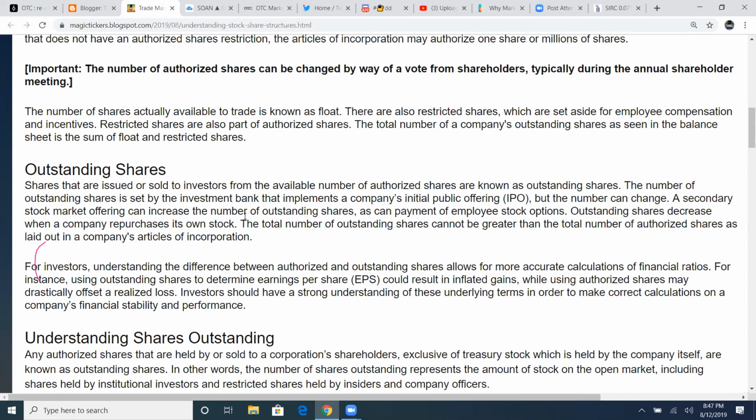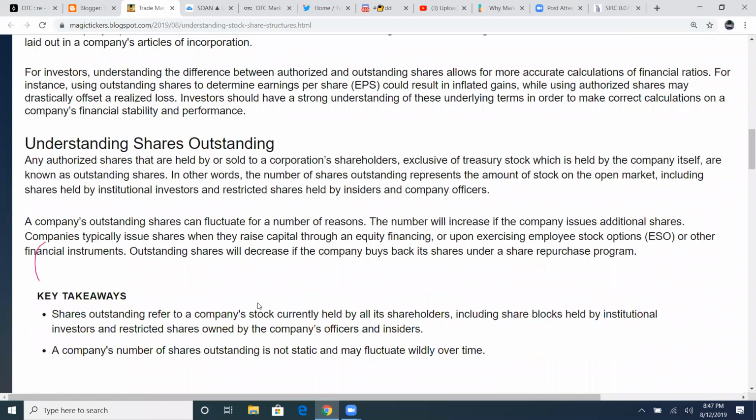The number of outstanding shares cannot be greater than the total number of authorized shares as laid out in the company's Articles of Incorporation. For investors, understanding the difference between authorized and outstanding shares allows for more accurate calculations of financial ratios. For instance, using outstanding shares to determine earnings per share, EPS, could result in inflated gains, while using authorized shares may drastically offset a realized loss. Investors should have a strong understanding of these underlying terms in order to make correct calculations on a company's financial stability and performance.